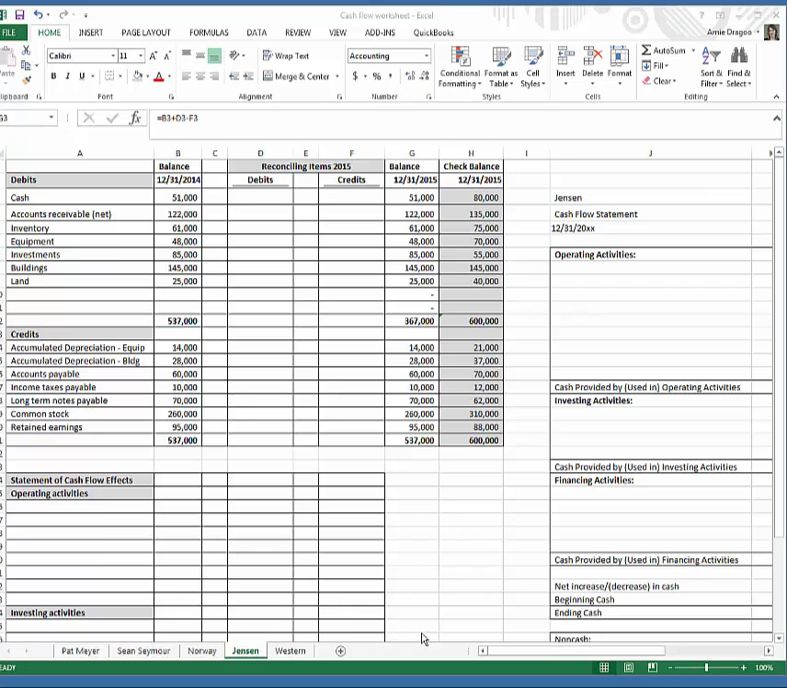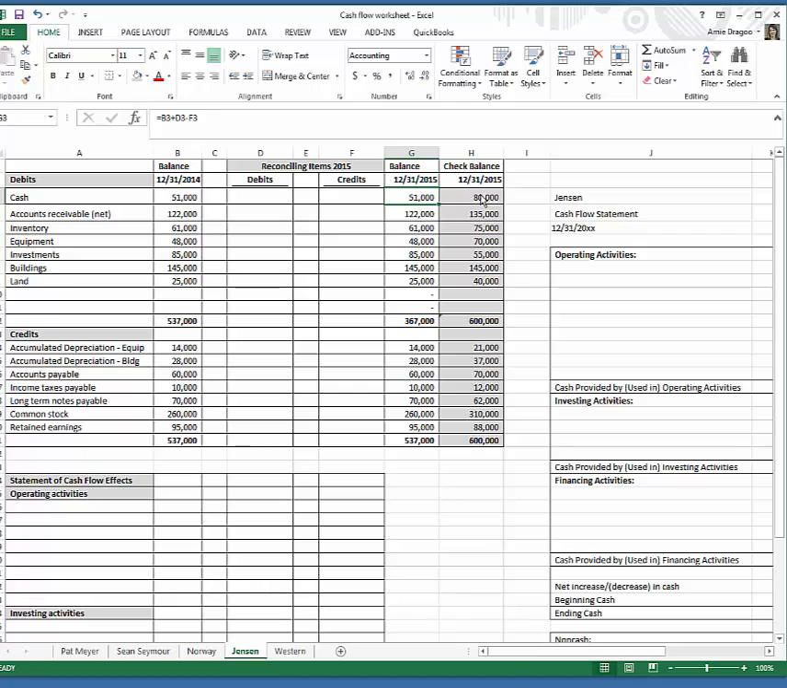We're going to work through the Jensen cash flow worksheet example. If you pull up the Jensen worksheet, you'll notice that I've entered in the beginning balances. So what you're going to want to do is stop the tape and get caught up by entering the ending balances for 2015. And these are just here in the check balance column. These are hard-coded numbers with subtotals.